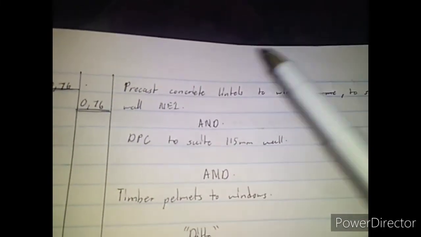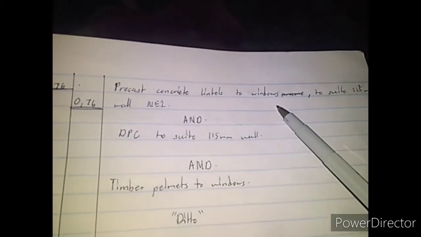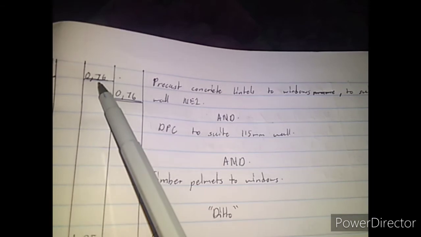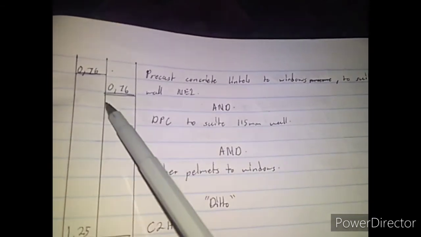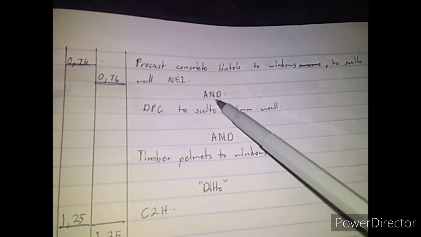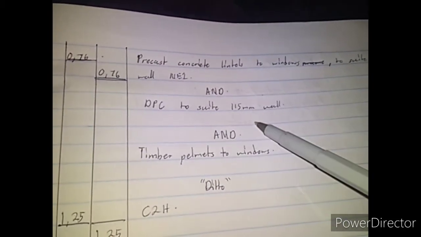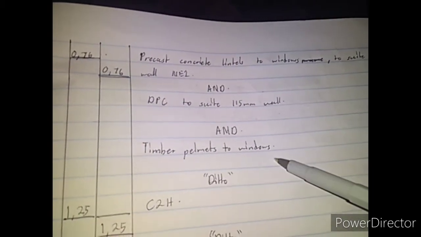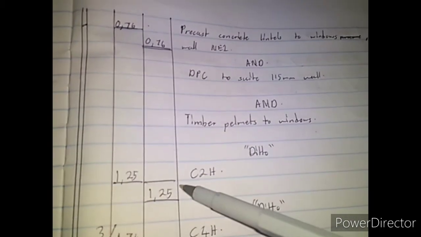So our description will read: precast concrete lintels to windows and to suit 115 millimeter wall, for any one, that's 0.76, and DPC to suit 115 millimeter wall and timber pelmets to windows, detour C2H.